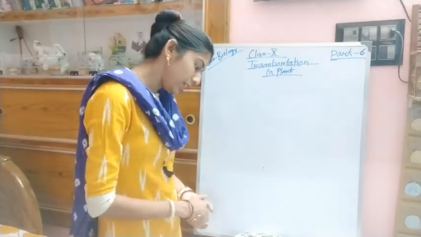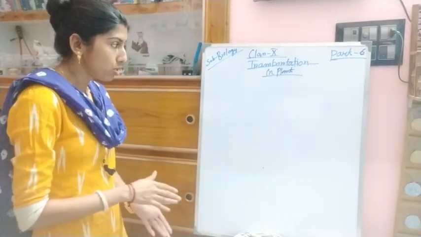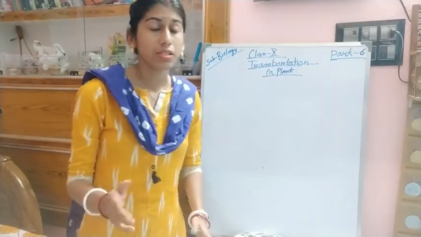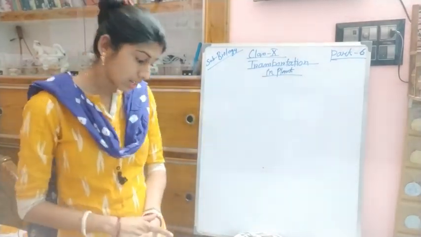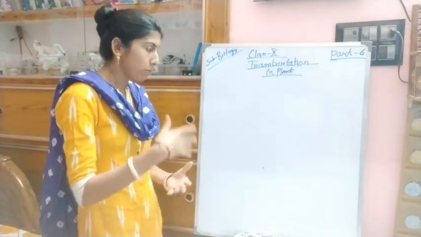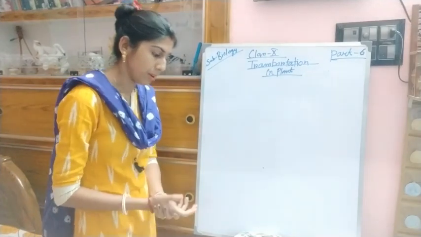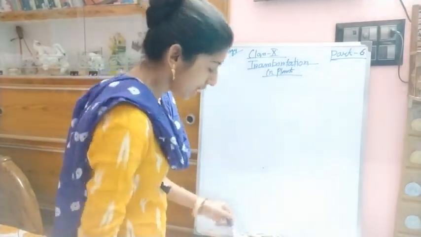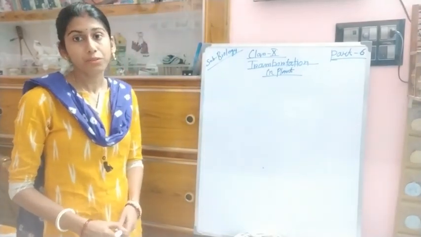I am repeating, if the distance between the two is very small, then materials can reach from one part to another part by diffusion. But if the distance is large, they require a proper transportation system. So for transportation in plants, they have vascular bundles, that are xylem and phloem.